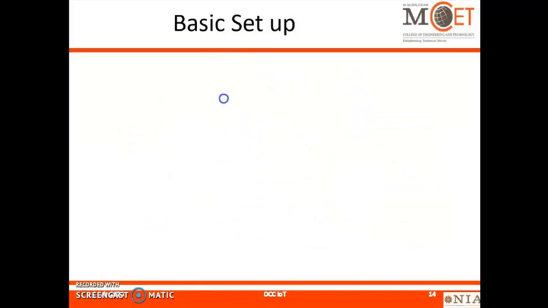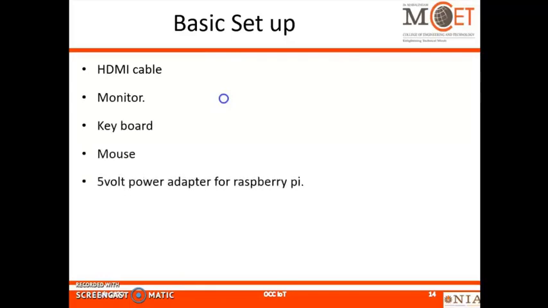And the basic setup of Raspberry Pi. You need an HDMI cable, monitor, keyboard, mouse, a 5V power adapter for the Raspberry Pi, a LAN cable and a minimum 2 GB micro SD card. If you have all these things along with your Raspberry Pi board, you can connect them to the Raspberry Pi and make use of it. The SD card slot supports up to 32 GB, but 8 GB or 16 GB is enough to hold the operating system.